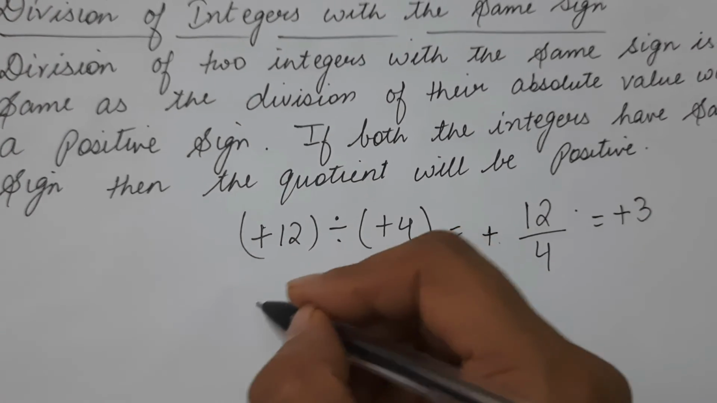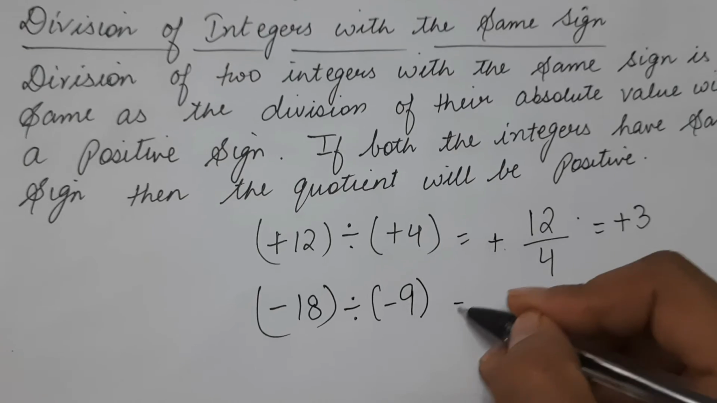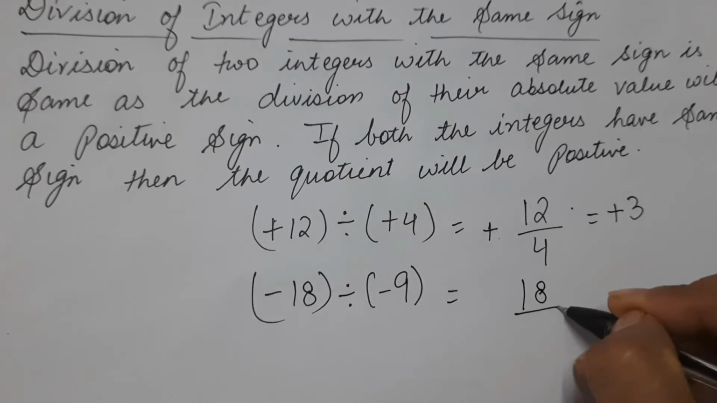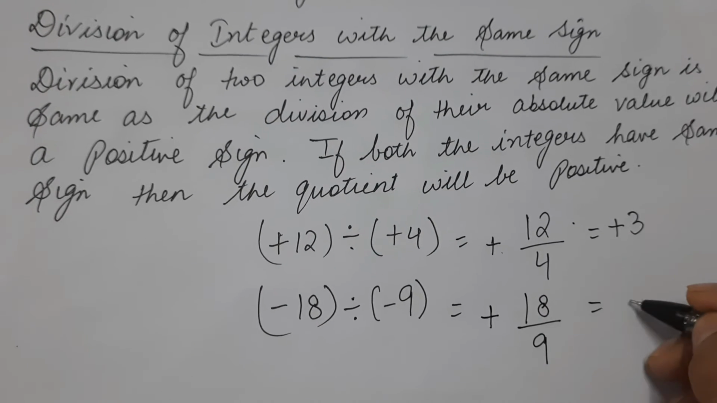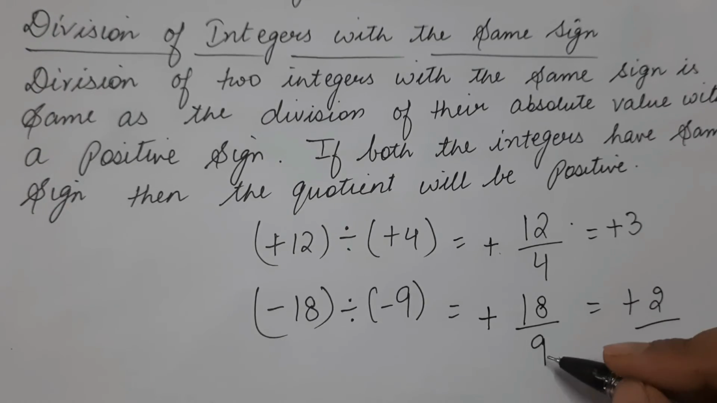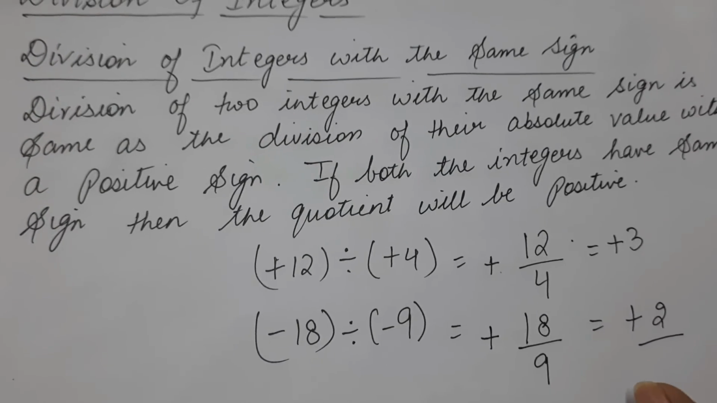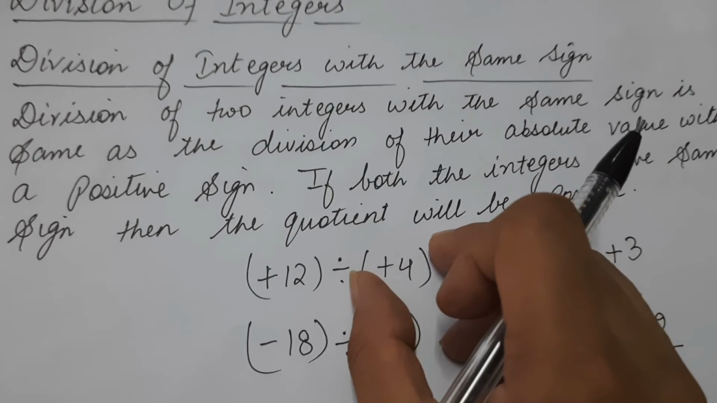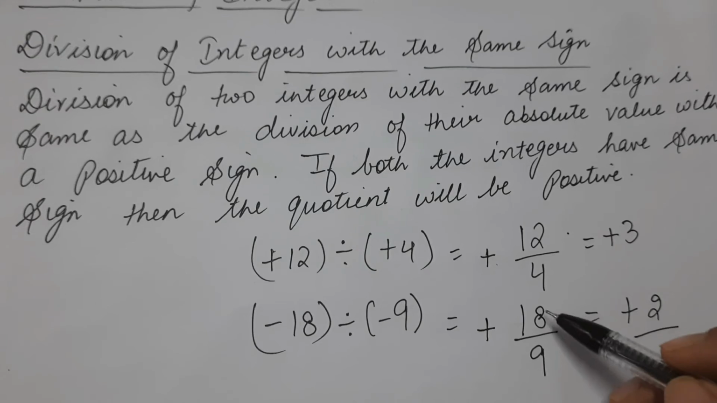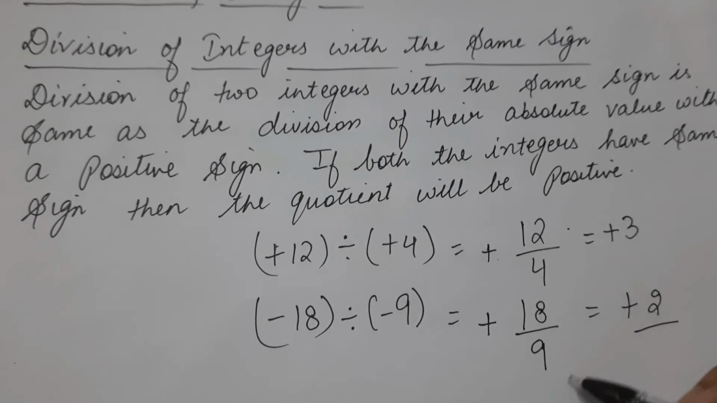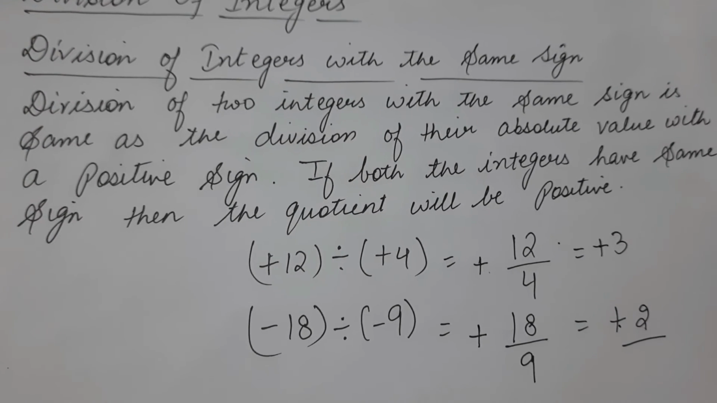And if we have to divide minus 18 and minus 9, what will be the quotient? See, we will divide their absolute values. We will divide 18 by 9 and the sign will be positive. So it will be plus 2. Okay, 9 2s are 18. So the quotient will be plus 2. So in division of two integers with the same sign, we divide their absolute values and the sign will always be positive. Clear? Next comes division of integers with opposite signs.